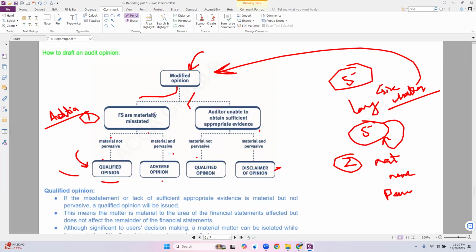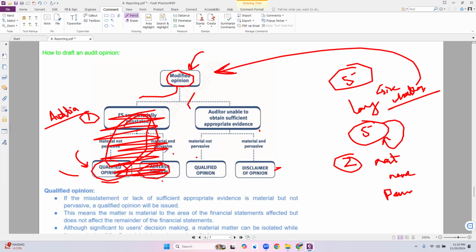Okay. Now let's move towards the second category, the second category of issue where the auditor might be required to modify his opinion. By the way, whether you give a qualified opinion or an adverse opinion, both mean the opinion is modified. If the opinion is not modified, this means that all the financial statements are correct.